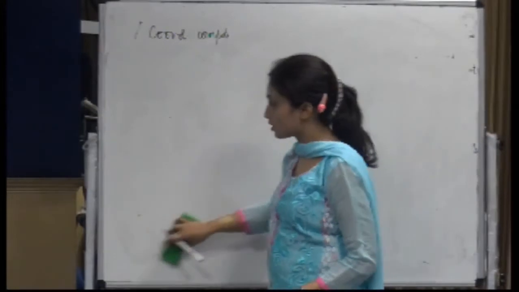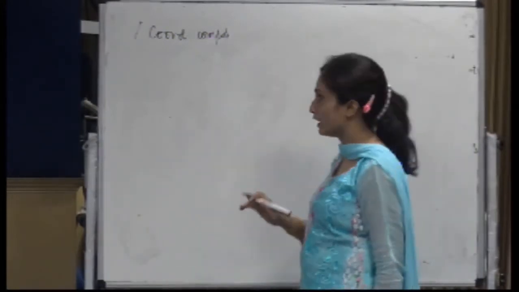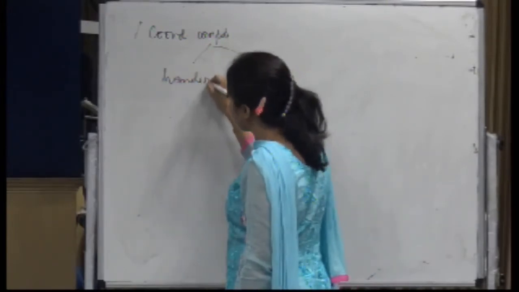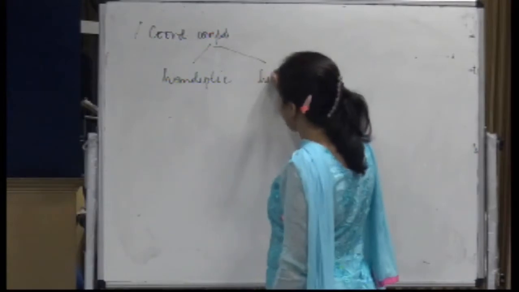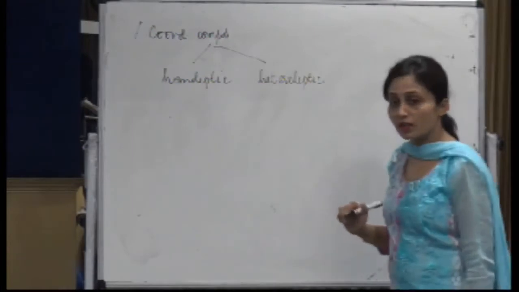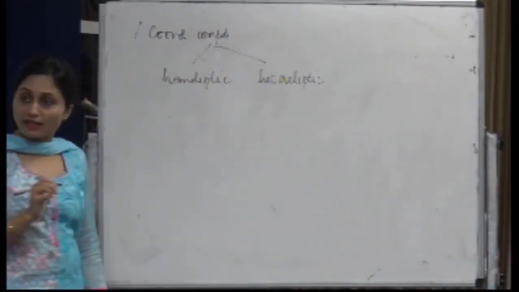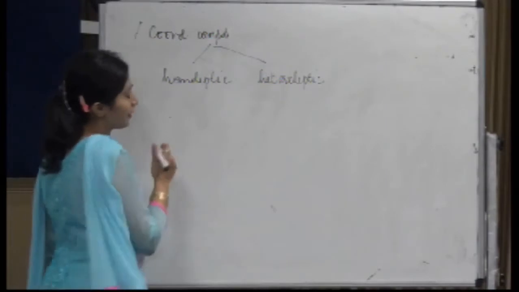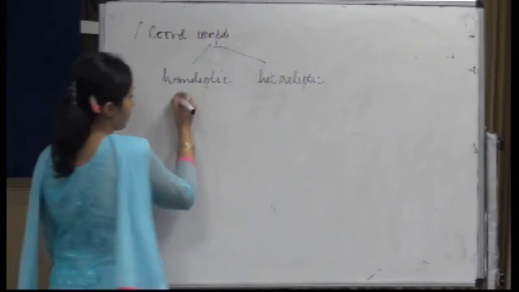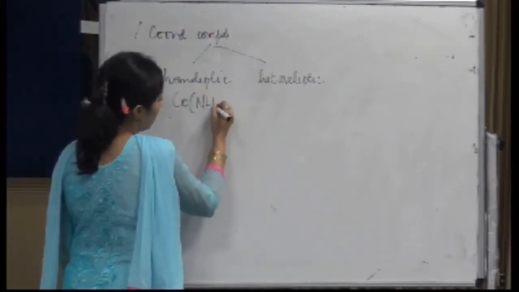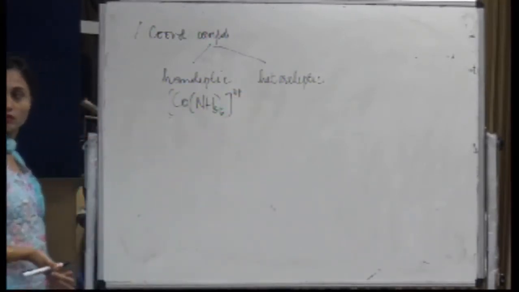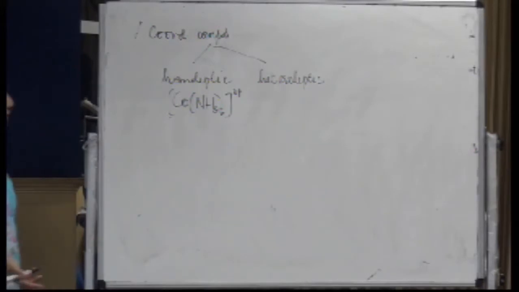Okay, now after that let's talk about the name. Before I talk about the naming, let me tell you that these complexes also can be of two types. You can either have homoleptic complexes or heteroleptic complexes. What are homoleptic complexes? Homoleptic complexes are the ones where you have the same type of ligand attached. For example, Co(NH3)6 3+, homoleptic. Okay? This will be homoleptic.